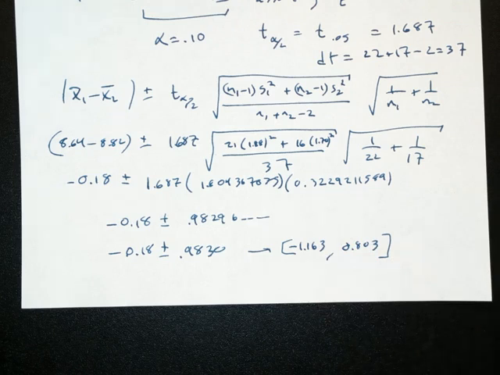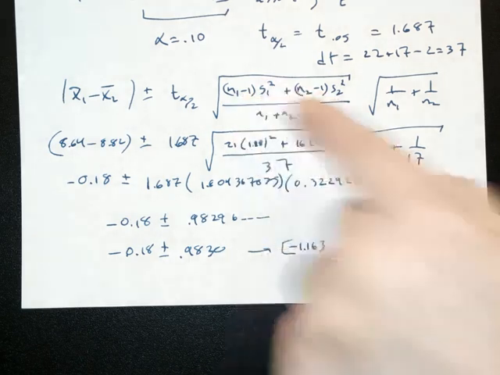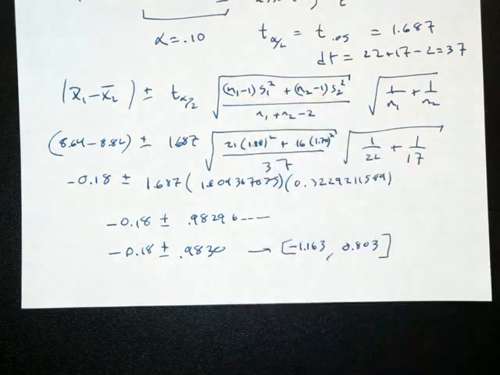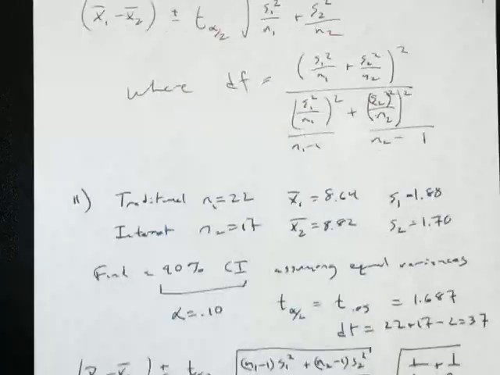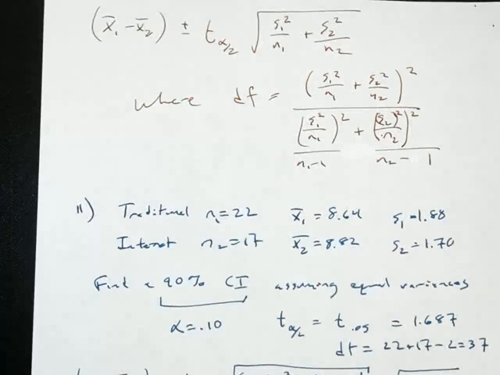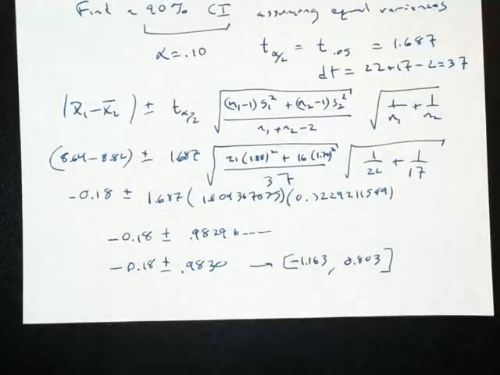Now, I did this calculation assuming equal variance. That's why I got to use the pooled variance. If I didn't make that assumption, I'd have to use the other formula, this one, and I'd get a different answer. It wouldn't be a lot different, just a little different. And hopefully, it wouldn't change the outcome of our experiment.